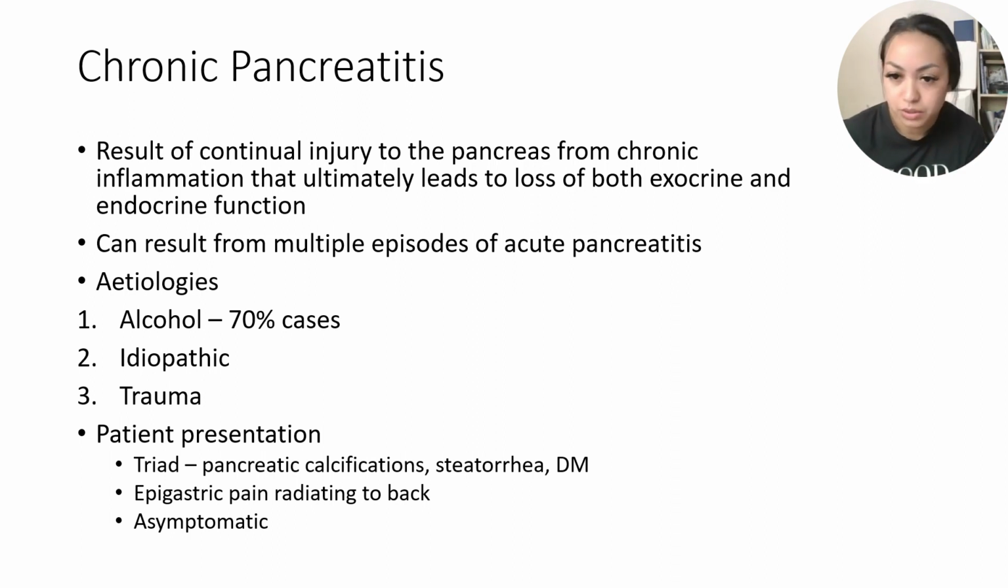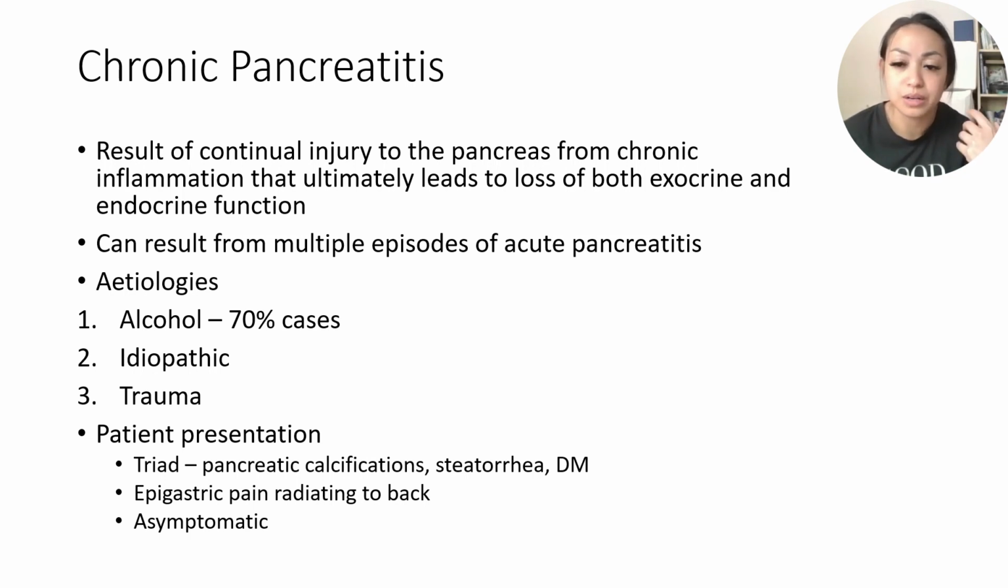Okay, similar to acute pancreatitis, you know, similar presentation, epigastric pain that radiates to the back. Okay, patients can be asymptomatic as well. So just remember the triad and the characteristic epigastric pain that radiates to the back. Okay, so to summarize the slide, chronic pancreatitis is a result of the continuous injury to the pancreas, whether due to chronic inflammation or repetitive acute pancreatitis episodes that leads to the loss of exocrine and endocrine functions of the pancreas.